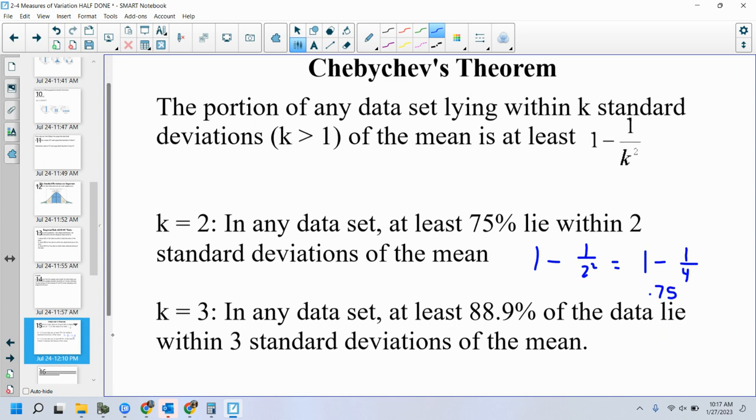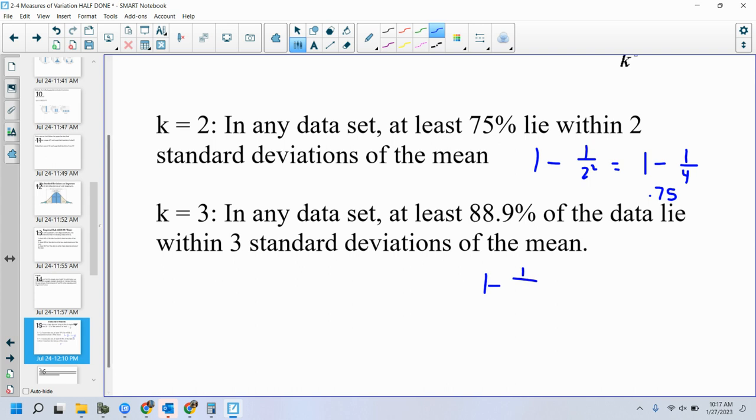For k equals 3, we can say 1 minus 1 over 3 squared. So 1 minus 1/9, or 8/9, or 0.8 repeating, which is 8/9, right? So 88.9% of the data will fit within 3 standard deviations away from the mean. Even if the data is not normally distributed, or even if we don't know the data is normally distributed, we can say definitively that 88.9% of the data will lie within 3 standard deviations away from the mean.